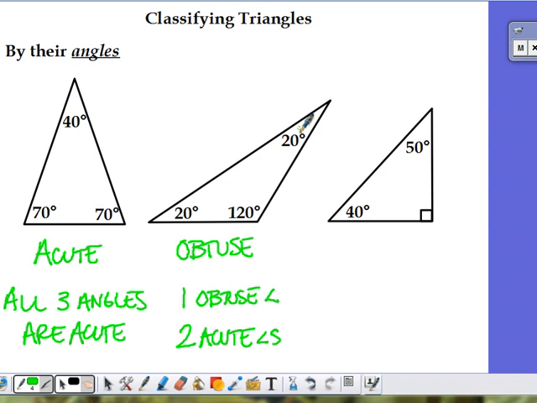And then the last type is a right triangle. And that means you have a right angle or a 90-degree angle. So you're going to have one that's right, but again, you still have two acute angles.